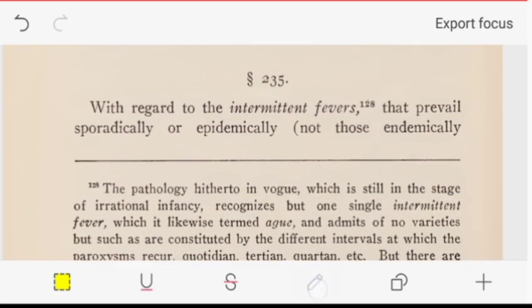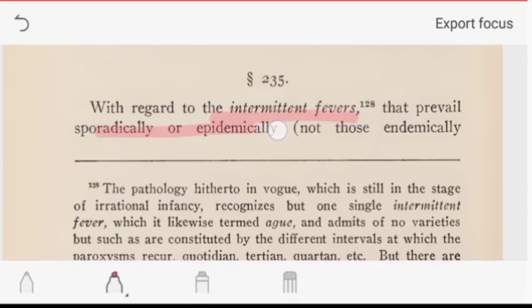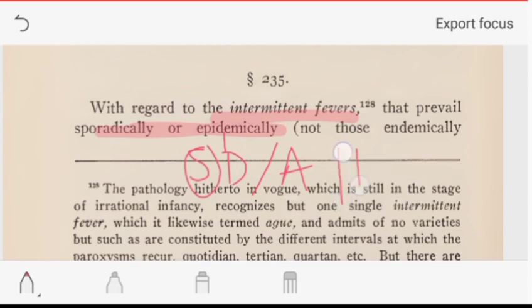Paragraph 235 is regarding intermittent fever, which mainly prevails epidemically or sporadically. What is an epidemic? Epidemic means the same disease at the same time in the same area. These three things you should remember about the epidemic. And what is endemic? Endemic means a region-specific disease. Here it is written that the intermittent fever type, that is the febrile type, prevails sporadically or epidemically, not as endemically located diseases.